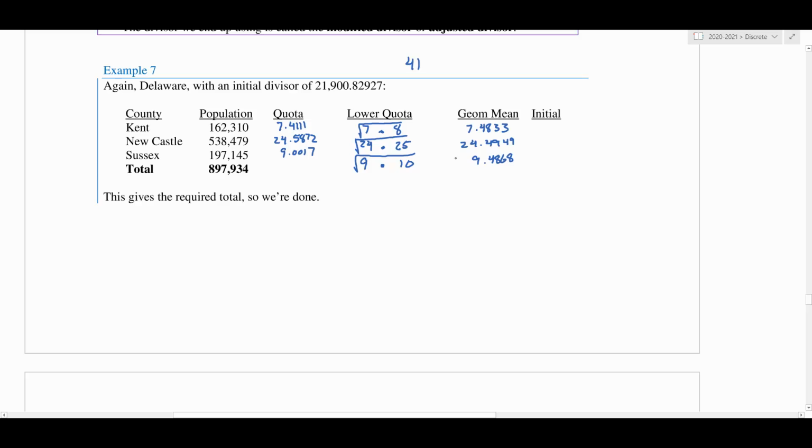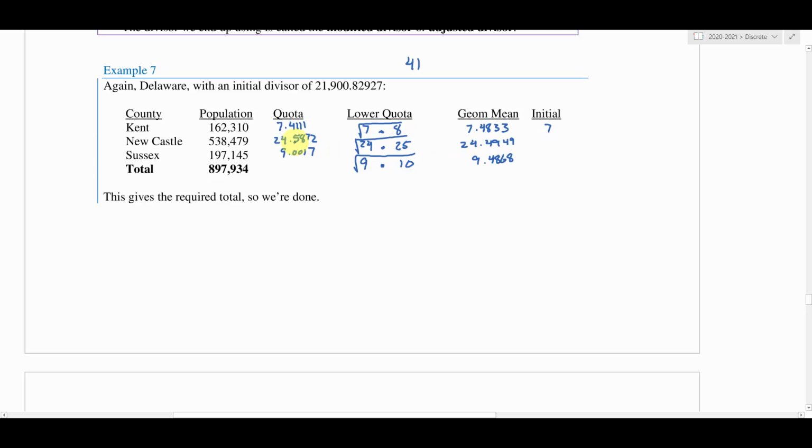Why do we care about that? Well, because rather than rounding based on 0.5, Huntington-Hill wants us to round these lower quotas based on the geometric middles. Let me give you a demonstration. Notice that my geometric mean is 0.4833. When I go back to my quota, this says 0.4111. So this decimal portion is less than the geometric mean, so we're going to stay at 7.